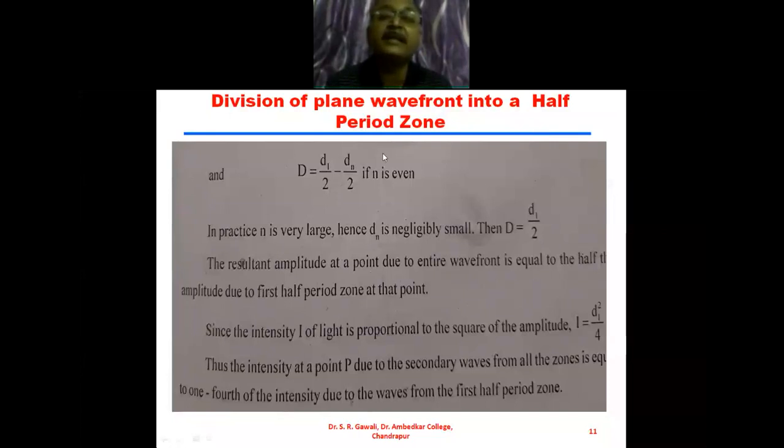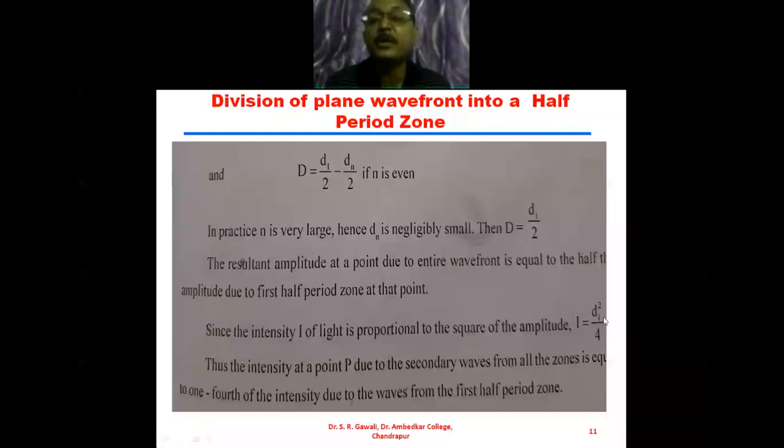Meaning the intensity amplitude here is minimum if n is even, and if n is odd, then the amplitude is the maximum. So we get the maximum intensity and minimum intensity. If n is large, then dn is negligibly small, then d is equal to d1 by 2. Here maximum amplitude is there, and maximum amplitude means maximum intensity. So the resultant amplitude at a point P due to the entire wavefront is equal to half of the amplitude of the first half period zone at that point.